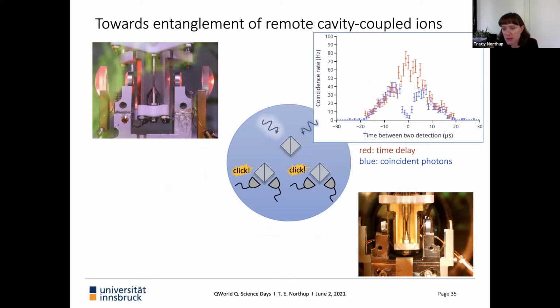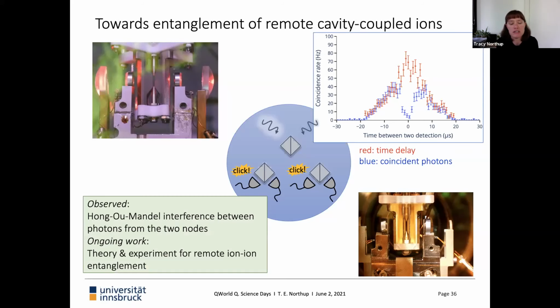And this is what you see here in the plot that I'm showing on the upper right-hand side. Again, we introduce a time delay, in which case we do see coincidence. But when we really have the photons arrive at the same time, this dip, this probability for them to arrive at the same time, goes to 0. So that was kind of laying the foundation for entanglement. What we've observed here, the data I'm showing you, is this Hong-Ou-Mandel interference.